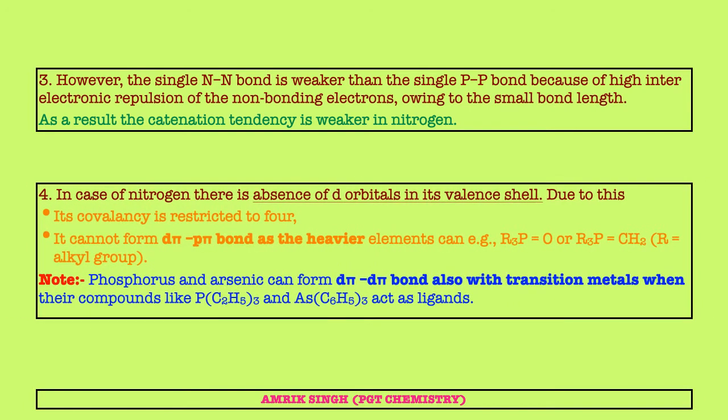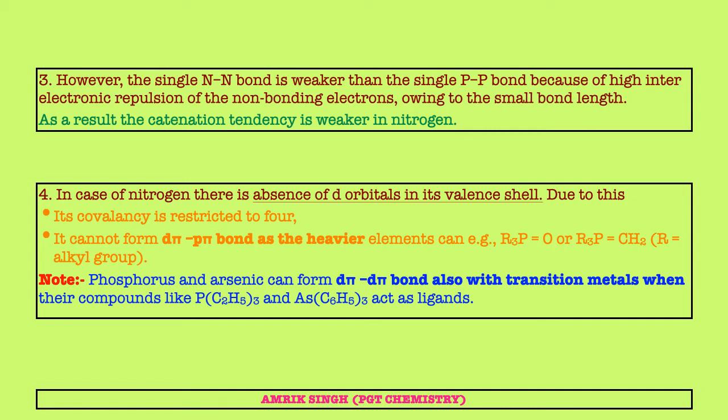Fourth point is, in case of nitrogen, there is absence of d orbitals in its valence shell. Due to this, its covalency is restricted to 4. It can't form d-pi-p-pi bonds as the heavier elements can. For example, R3P=O and R3P=CH2, where R is an alkyl group, exist, but R3N=O and R3N=CH2 do not exist.